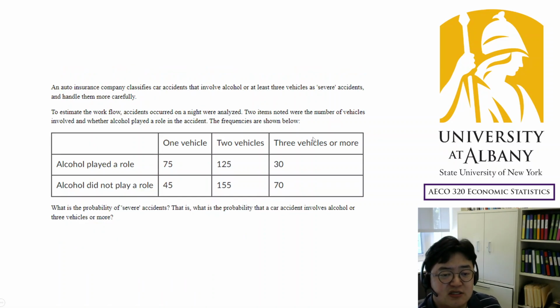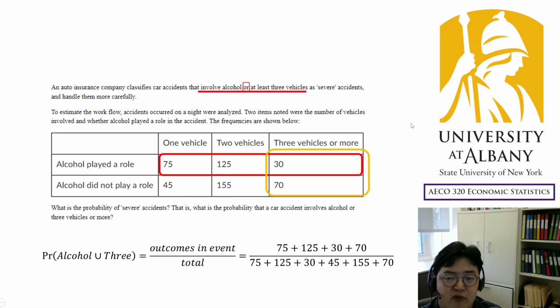Here, the next question is about accidents and auto insurance. It also has many sentences before and after, but the main point is here. The auto insurance company classifies car accidents that involve alcohol or at least 3 vehicles as severe accidents. So we defined an event called severe accident in this way. The event is defined as severe if it involves either alcohol or at least 3 vehicles.